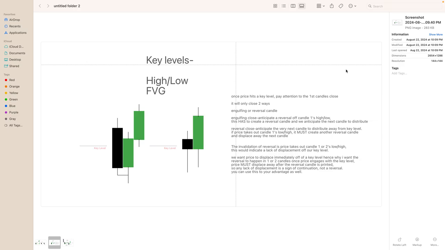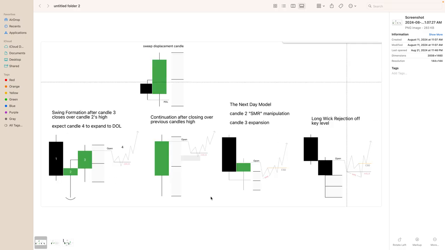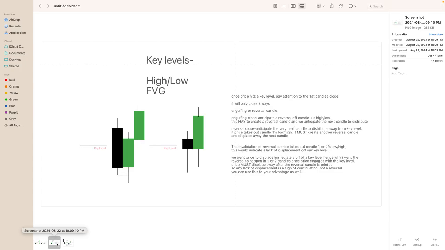So this is just going to be a quick video on this little rule that we're going to apply in combination to this video that I put out on the next day model. It's not my concept. It is T-Trade's concepts, the Mexim traders as well, whoever. This is just a little rule that I use.